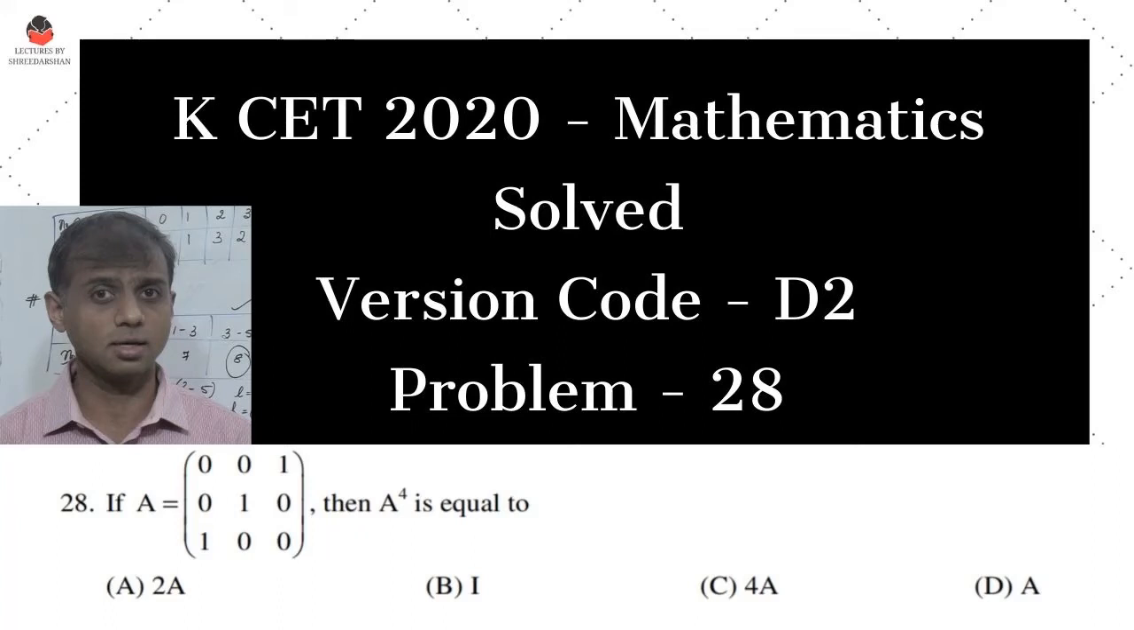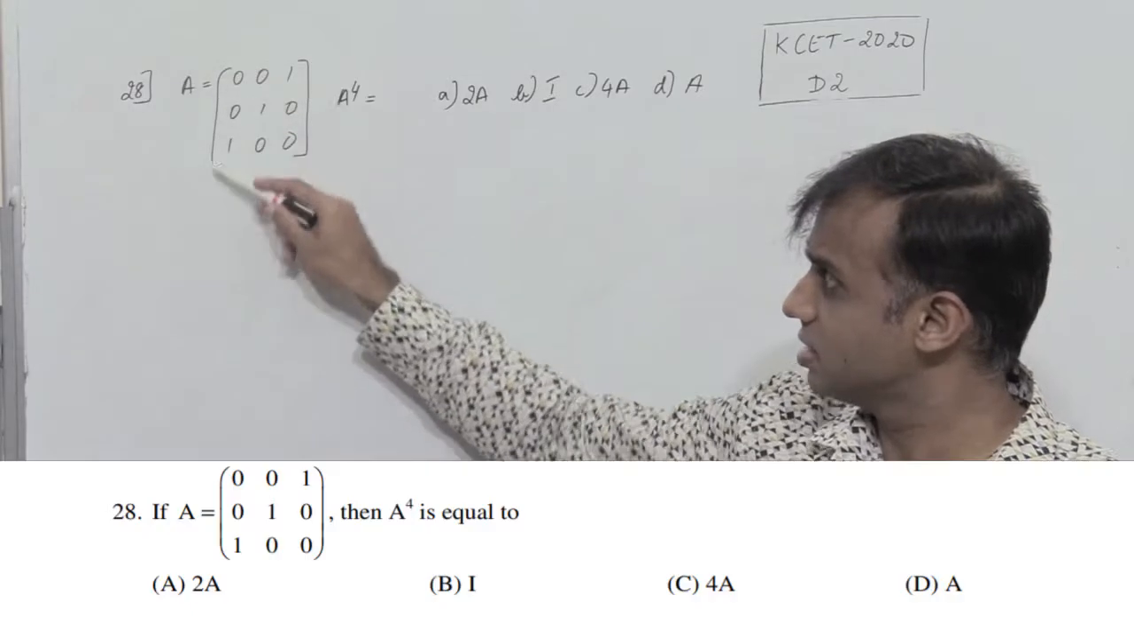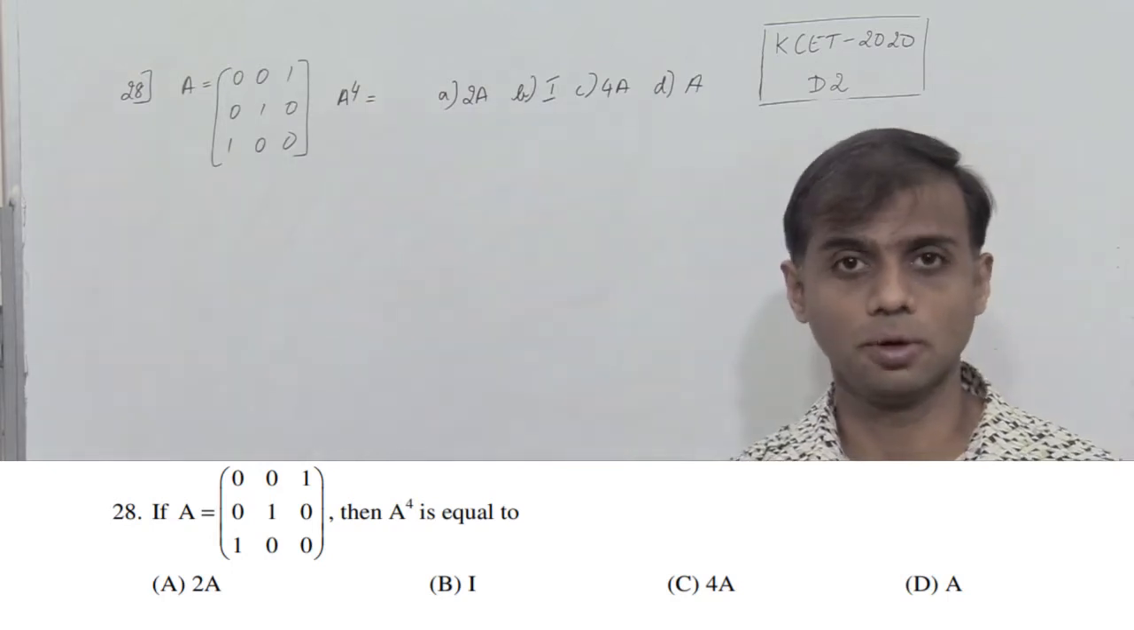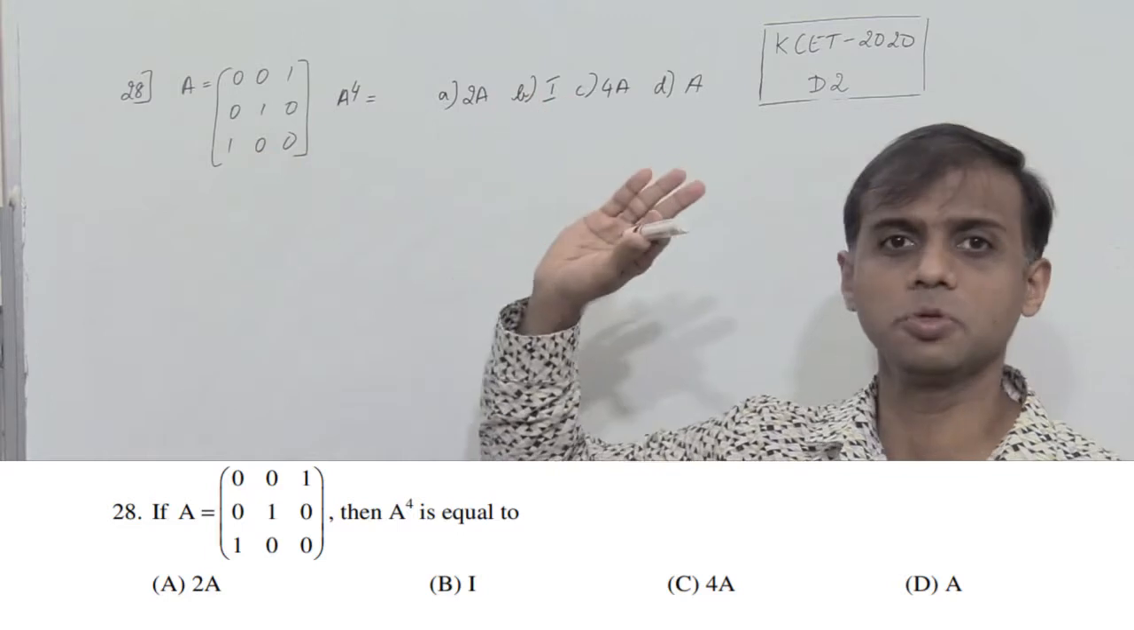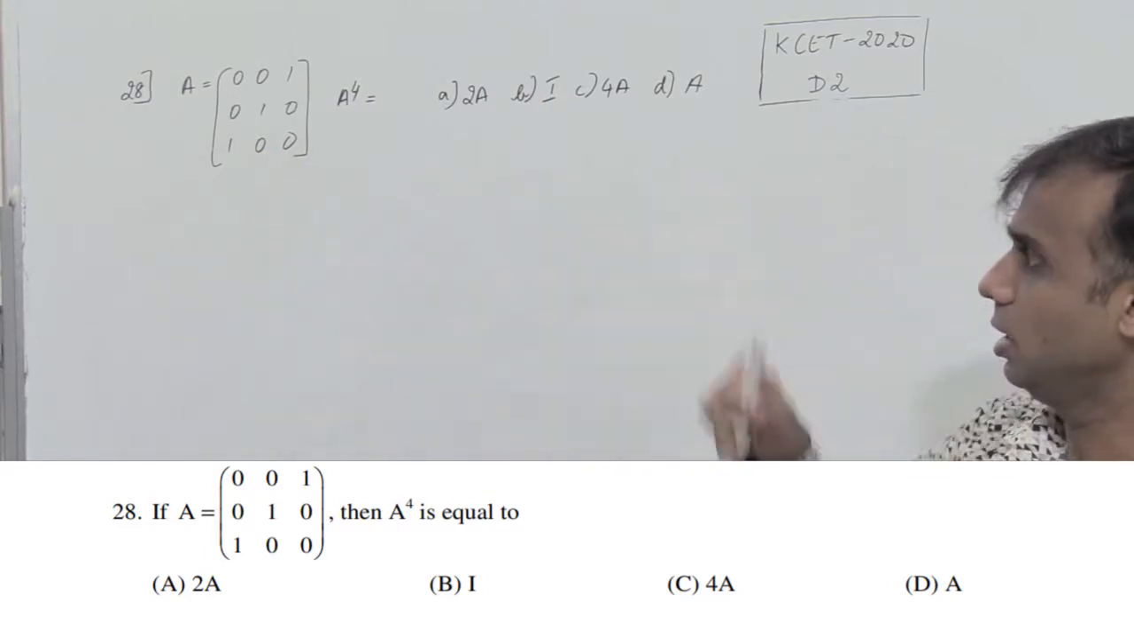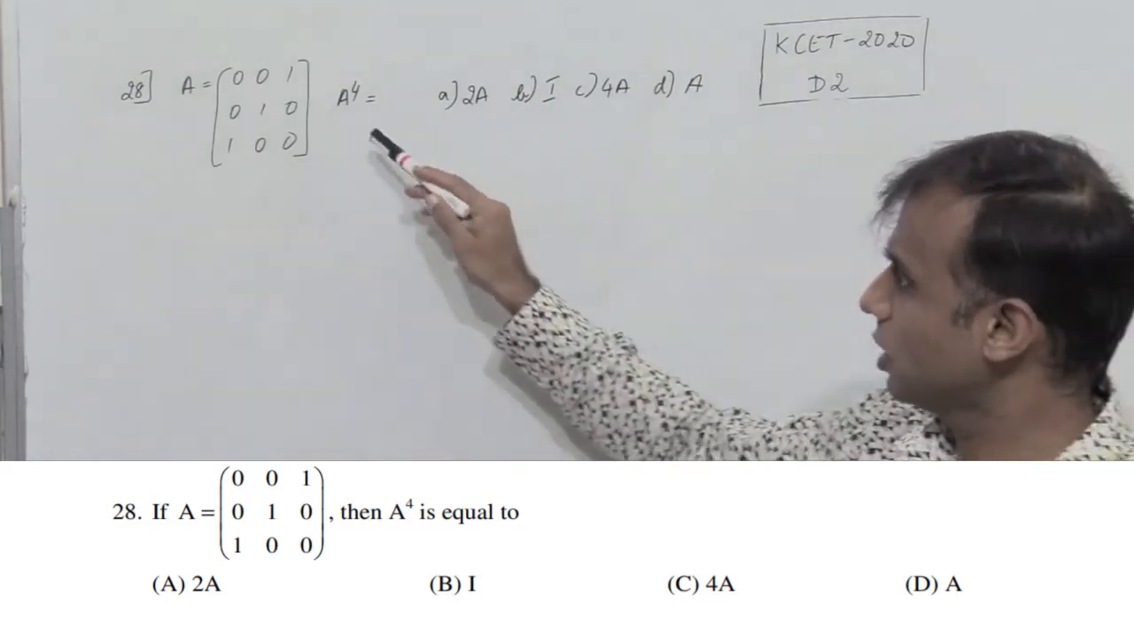Now this is again a very simple problem, where A is this matrix and we need to find A power 4. Given a problem like this, as soon as you look at it, you should be able to write the answer as I. Now if you observe this matrix, what is the trick here?